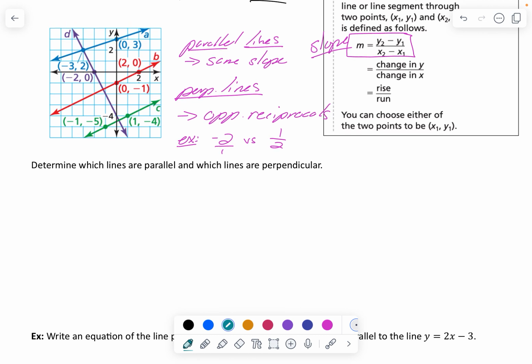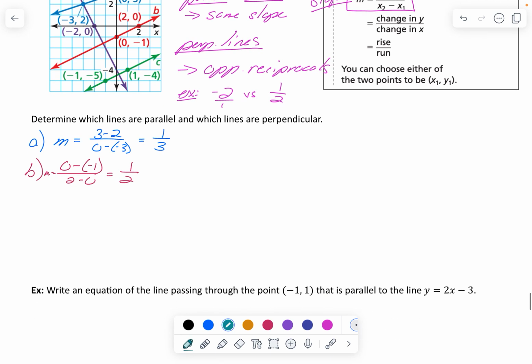Okay, so we are going to determine which lines are parallel and which are perpendicular from this picture up here. So we've got 4 lines. We're going to start with A, and we have to figure out the slope for each to determine if they're parallel or perpendicular. You can't just say, oh, those look parallel. Okay, so slope for A is going to be 3 minus 2 over 0 minus -3. So that's going to give us 1/3. For B, it is going to be 0 minus -1 over 2 minus 0, or +1/2.